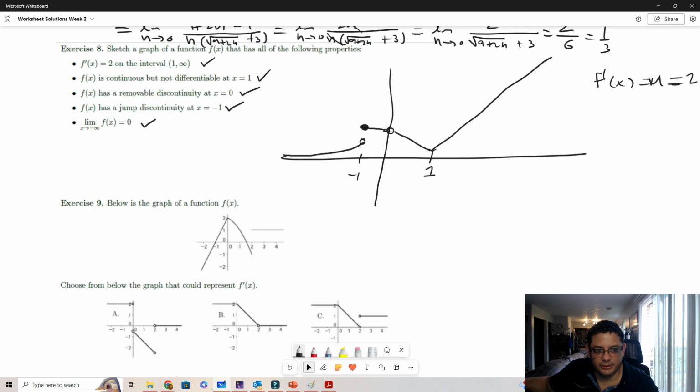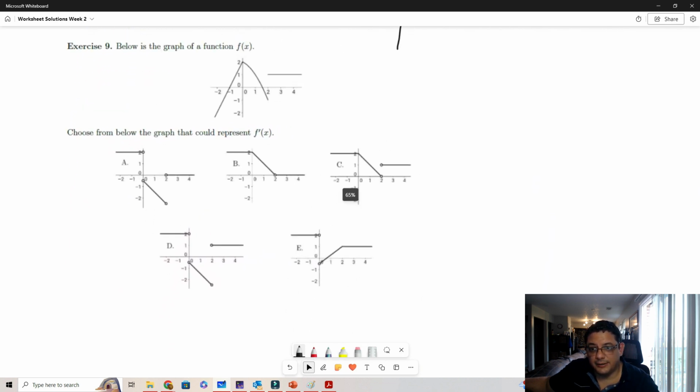Now in exercise 9 we have some more graphics. It says below is the graph of a function f of x, and here we have to choose what could represent the derivative. Notice that this is a line, so this has a constant derivative. This has a slope, and that derivative is going to be that slope. So that means that the derivative before 0 is going to be constant. So this could be the case, this could be the case, all of this could be the case. This is fine.